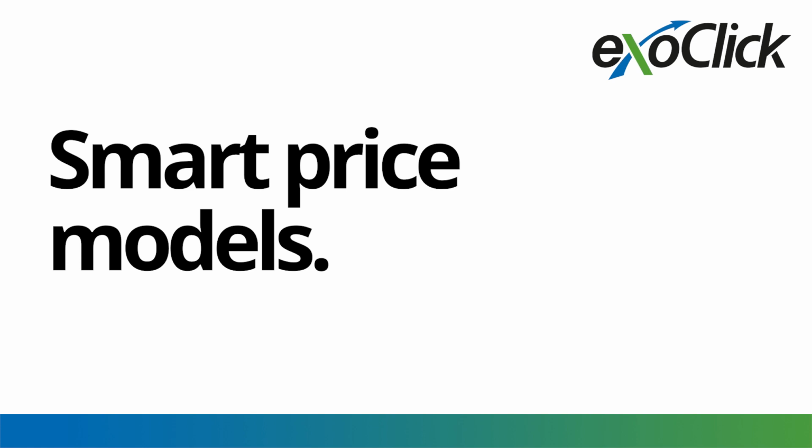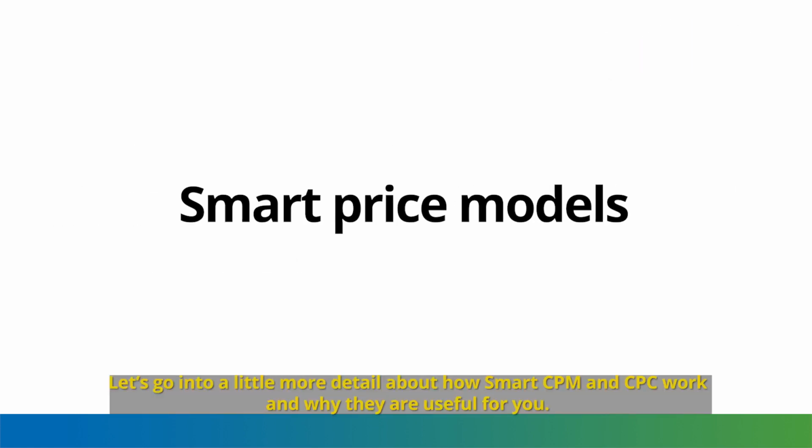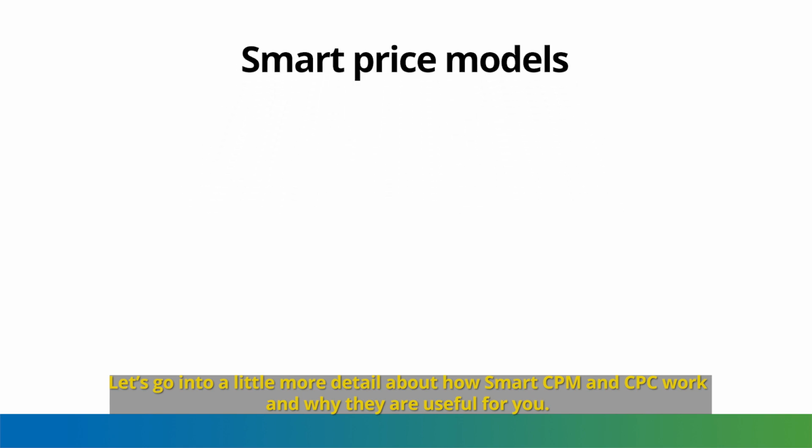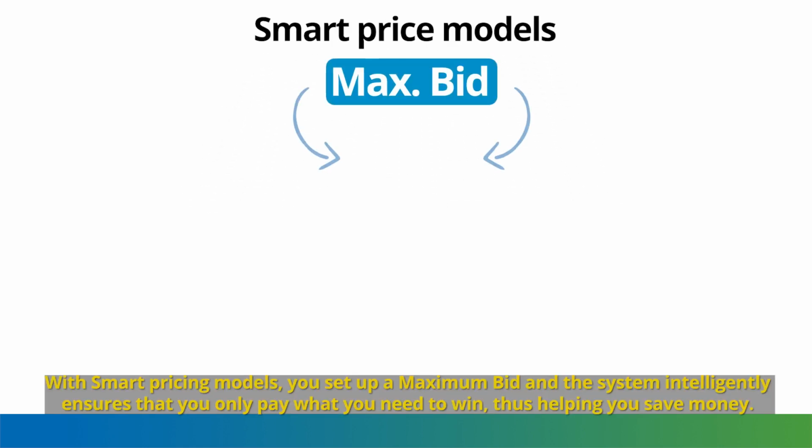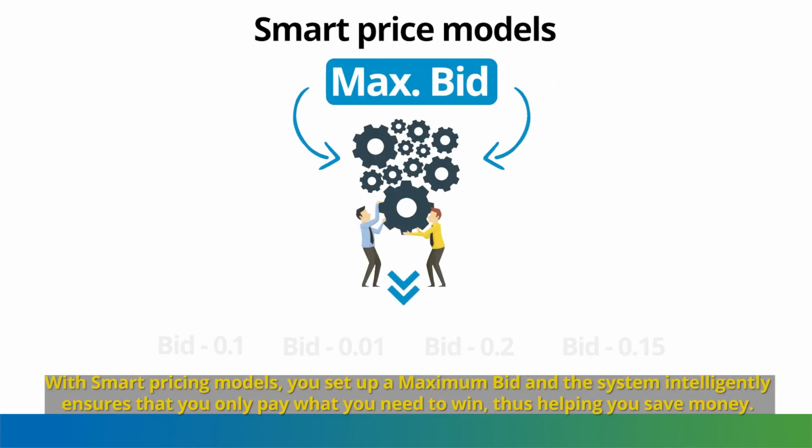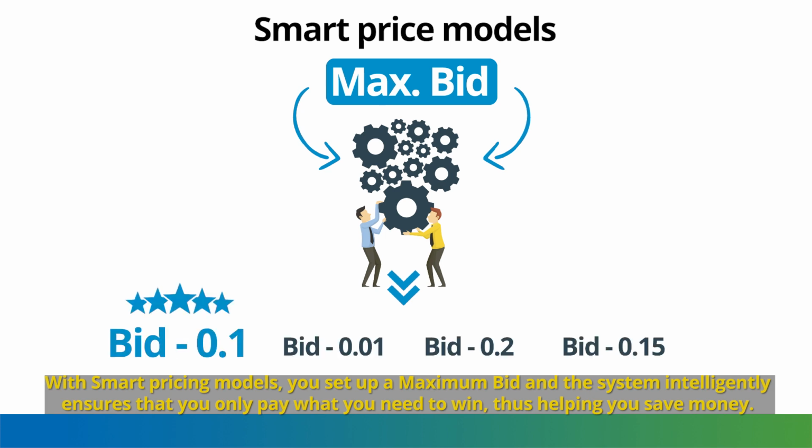Smart price models. Let's go into a little more detail about how Smart CPM and CPC work and why they are useful for you. With smart pricing models, you set up a maximum bid and the system intelligently ensures that you only pay what you need to win, thus helping you save money.